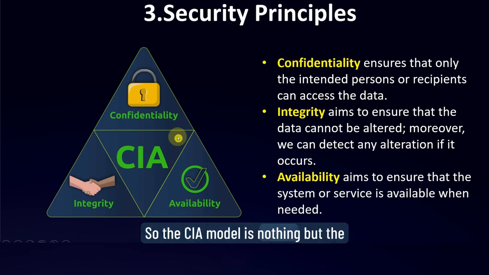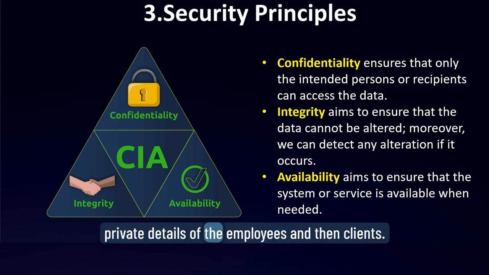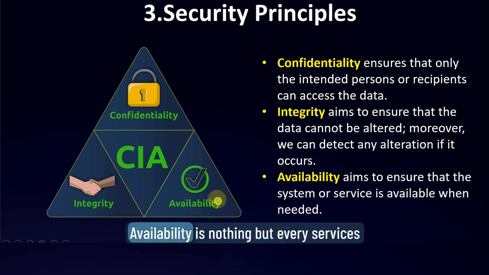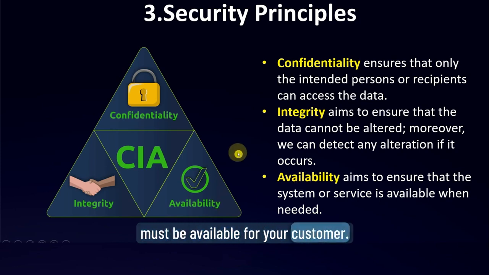So the CIA model is nothing but: the first one is we need to protect the private details of the employees and clients. The second one is integrity: the value must not be changed. And the third one is availability. Availability is nothing but every service must be available for your customer.